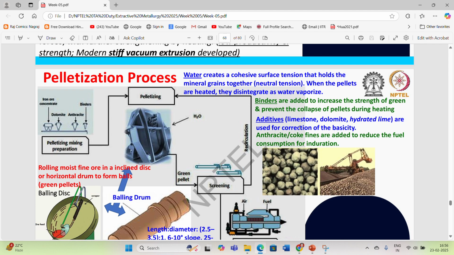Then additives like limestone, dolomite or hydrated lime can be added as a correction for basicity so that they can be directly used as a blast furnace material. Then anthracite or coke fines are added to reduce the fuel consumption during the induration process in the blast furnace operation.